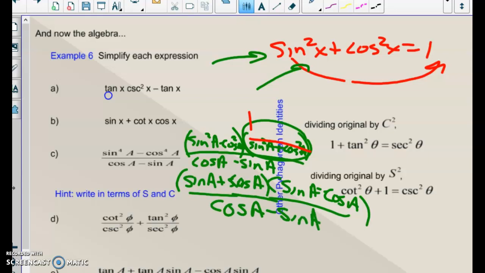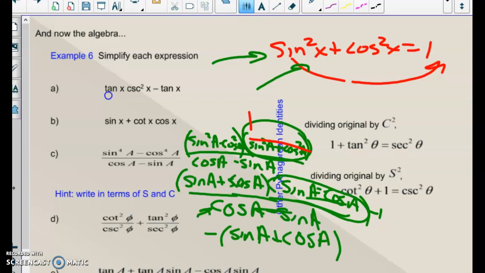Well, just so happens that we have sine of a minus cosine of a, and that's just -1 times this bottom thing. So if I multiply the top one by -1, I get these to go away, and so then I'm left with the negative sine of a plus cosine of a. And on the bottom, let's erase that.